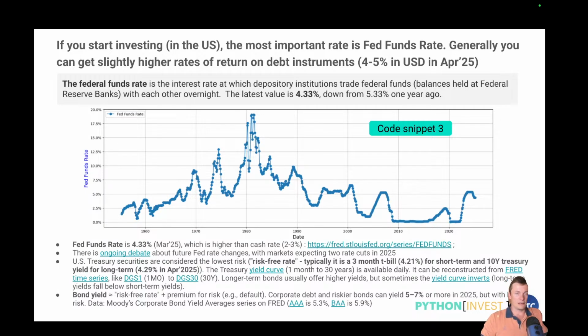And let's assume that you're in the US, and you think, what's the benchmark? What should we see as a minimum return on the investments? In the US, the most important rate is the Fed funds rate. You can read more about this rate on FRED or other links here. And the important thing is that it's slightly higher than 4%.